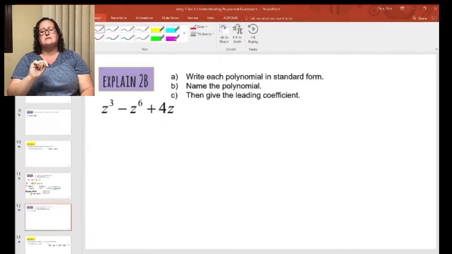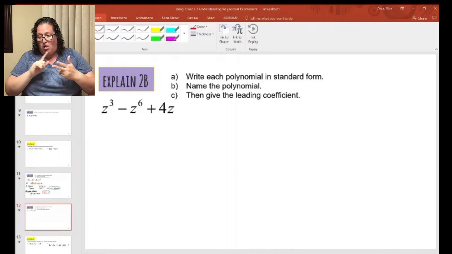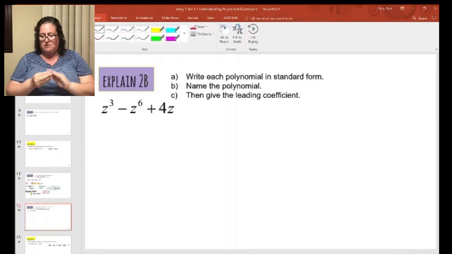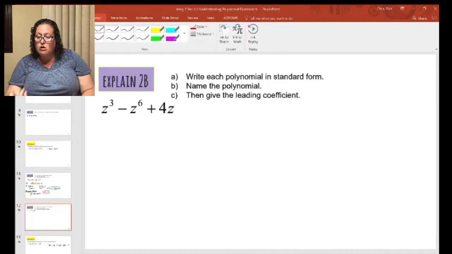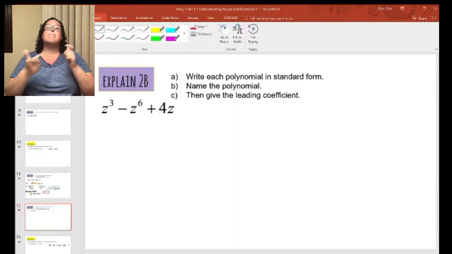Example 2b. Write the polynomial in standard form, name the polynomial, then give the leading coefficient. To rewrite it in standard form, keep in mind that we have to rearrange the terms so that the exponents are in descending order. So if you look at the terms, the term with the biggest exponent is going to be that negative z to the 6th power.